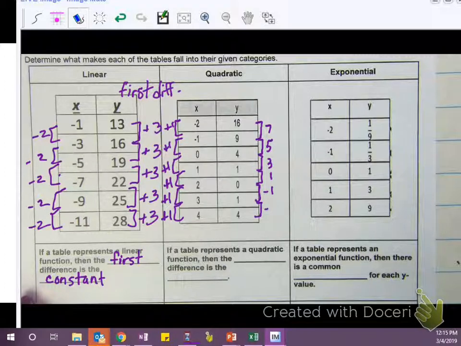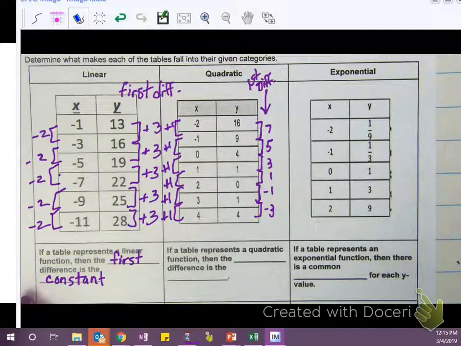And 1 minus 4 is negative 3. Those differences are not constant. So this row represents the first differences. Those are not constant. So now we check the second differences.